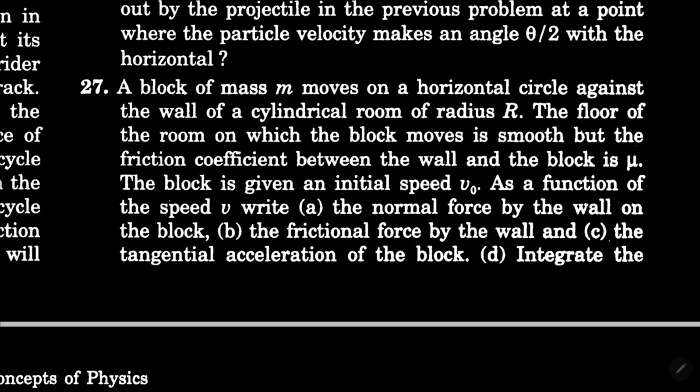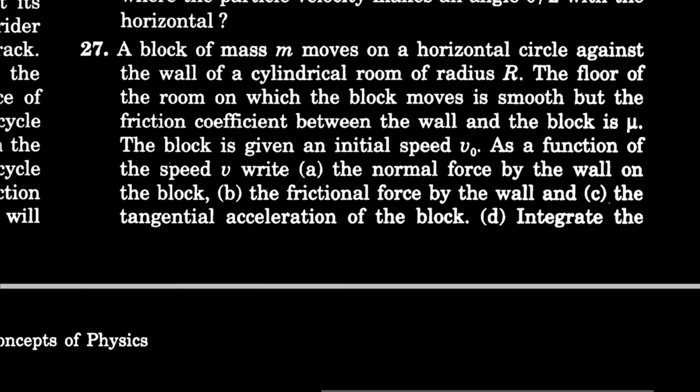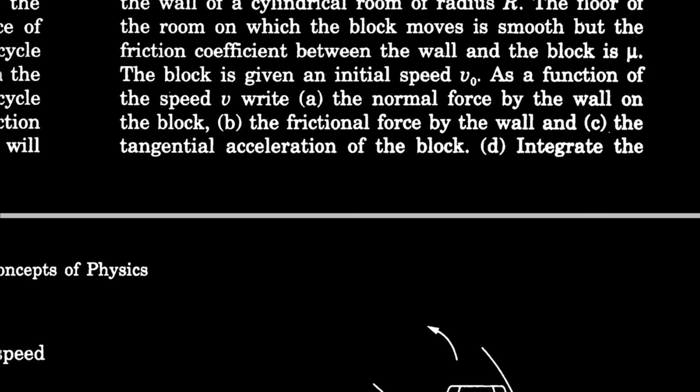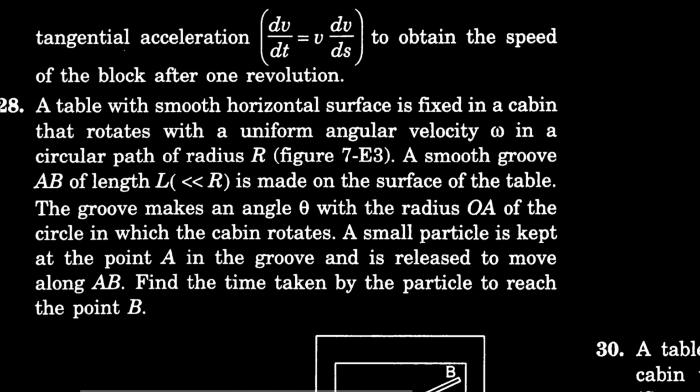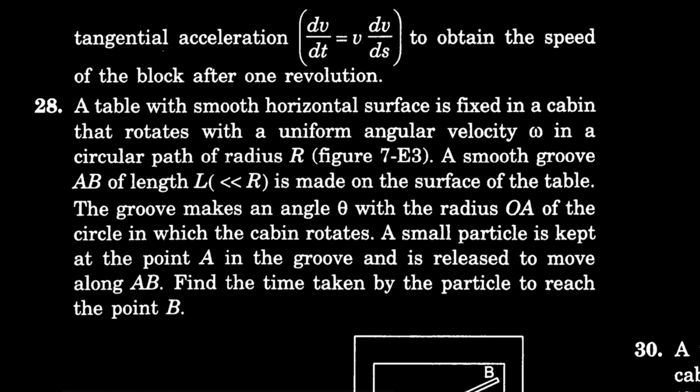In question 27, a block of mass m is on a horizontal circle against the wall of a cylindrical room of radius r. As a function of speed v, write the normal force by the wall on the block, the frictional force by the wall, and the tangential acceleration, and we need to integrate the tangential acceleration to obtain the speed of the block after one revolution. So this is 27th.